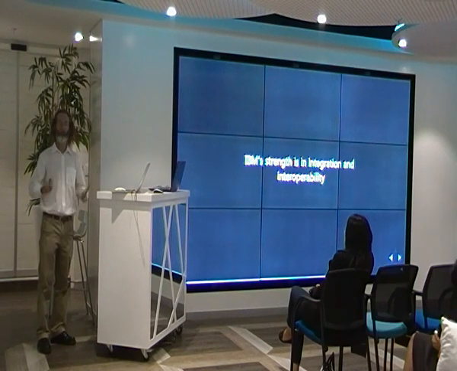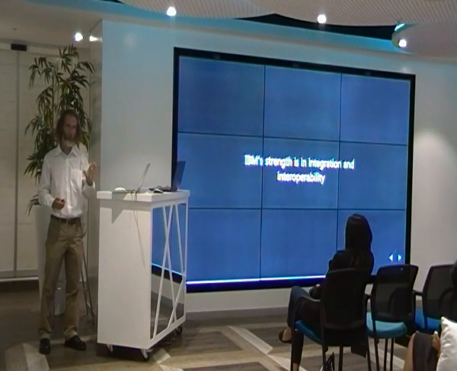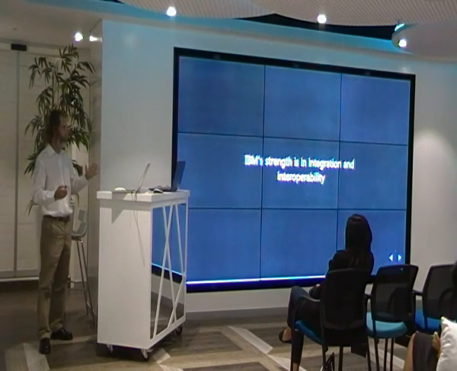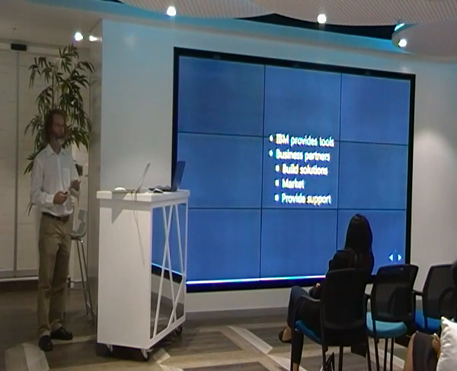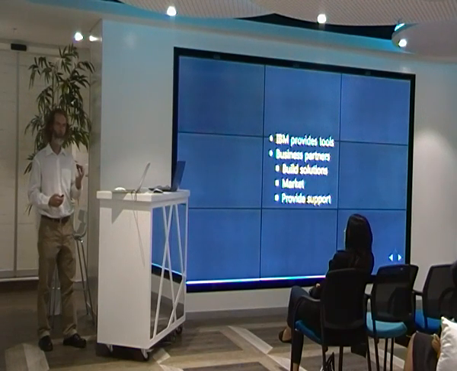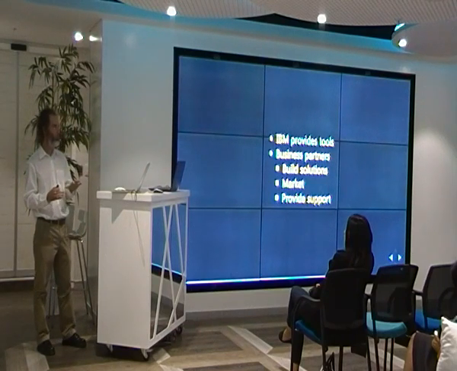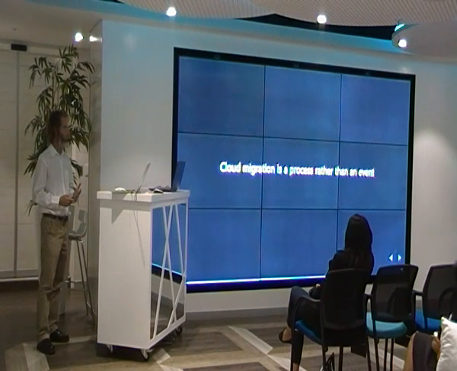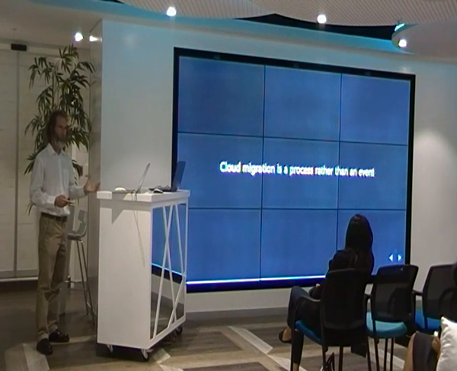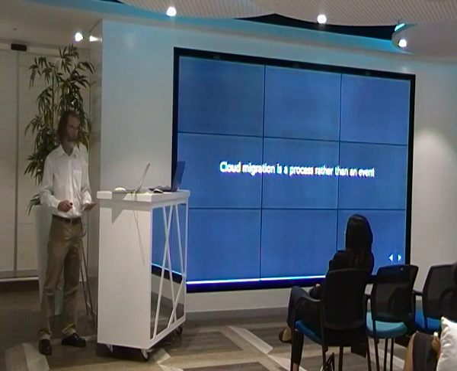And so what does IBM bring to the table? They're not bringing new core technology, maybe some of it in Watson. They are bringing integration and interoperability. The aim here is to provide tools. They're not offering products, they're providing tools to their business partners. And the idea is that business partners build solutions, they do the marketing, and they provide support. Cloud migration is a process. It doesn't happen overnight. For a long time, we'll be standing with feet in both worlds.